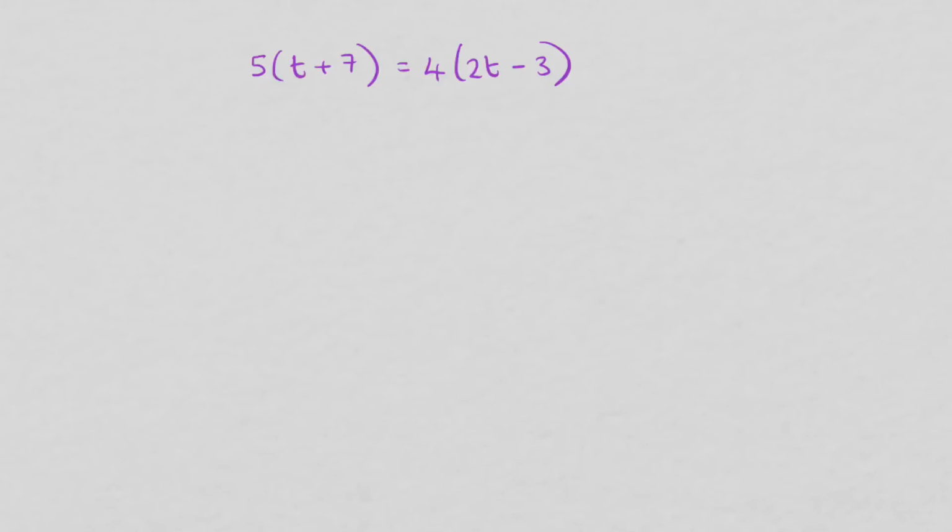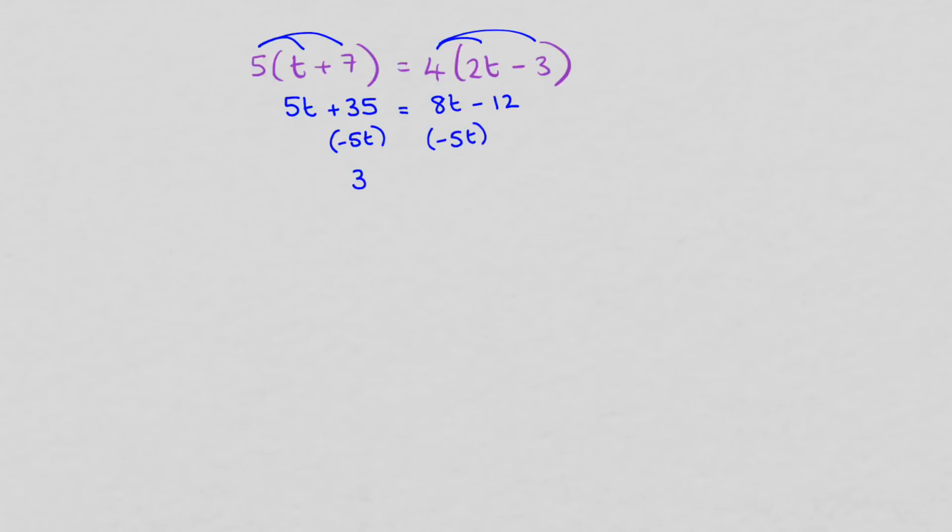So this one is set up exactly the same as the other one. We're going to multiply out the brackets and then solve the equation. So 5 times t is 5t, 5 times 7 is 35, and then we've got 4 times 2t is 8t, and 4 times negative 3 is negative 12. So looking at our equation, we need to bring baby to mummy. So we're looking at the t's. We want to fix the letters first, then the numbers. So the letters, we've got 5t and 8t, so it's the 5t that's going to go.